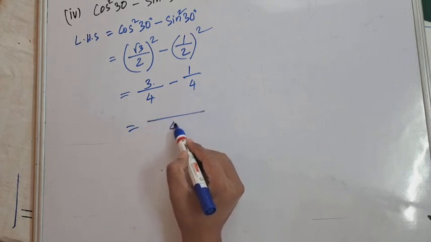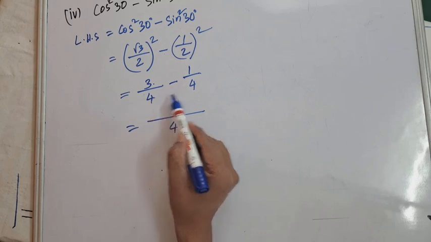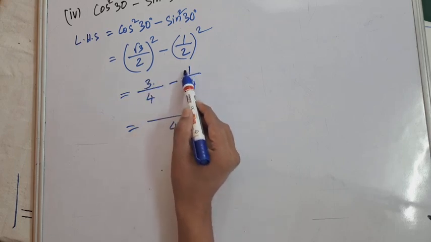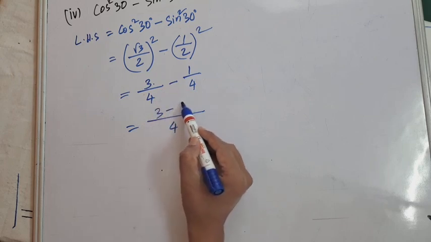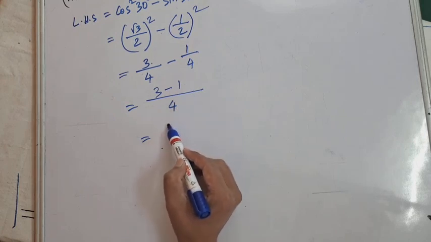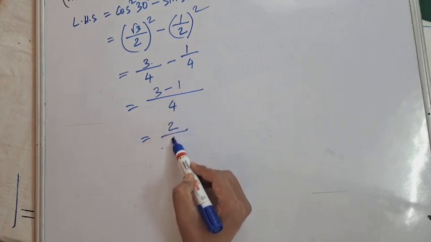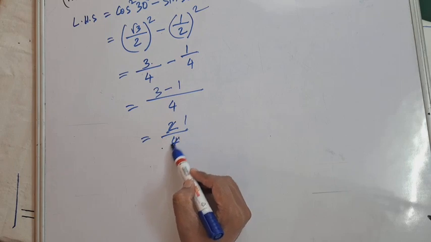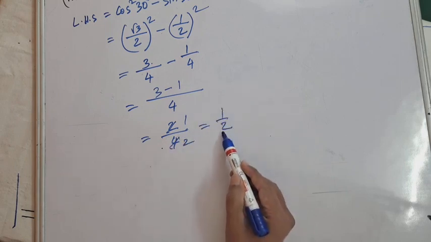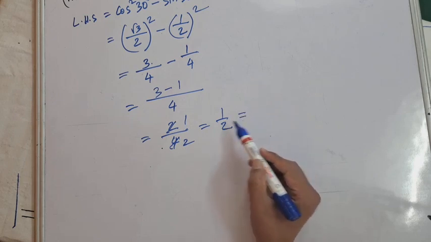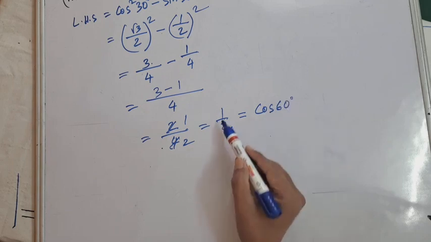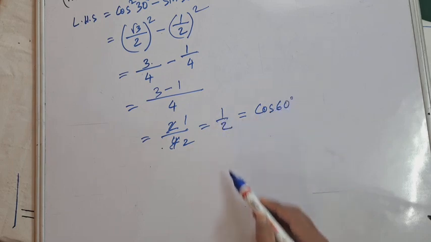LCM is 4. When the numbers in the denominators are the same, we write the numerator as it is. 3 minus 1. This will give us 3 minus 1 is 2 upon 4. So 2 1s are 2, 2 2s are 4. This is 1 upon 2, isn't it? So 1 upon 2 is actually cos 60 degree. The value of cos 60 degree is 1 upon 2.